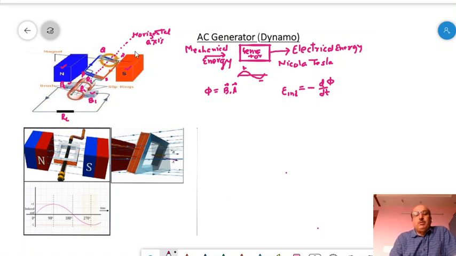So with the help of a rotator, the armature is rotated in the magnetic field and cuts the magnetic field lines, right? These are the magnetic field lines, and this one is the coil PQRS.